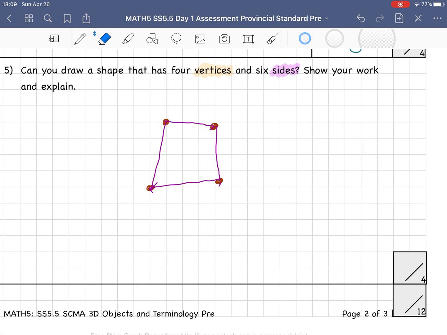So there is no way that I can do this. It's not possible. I would need to draw lines inside or outside the shape.